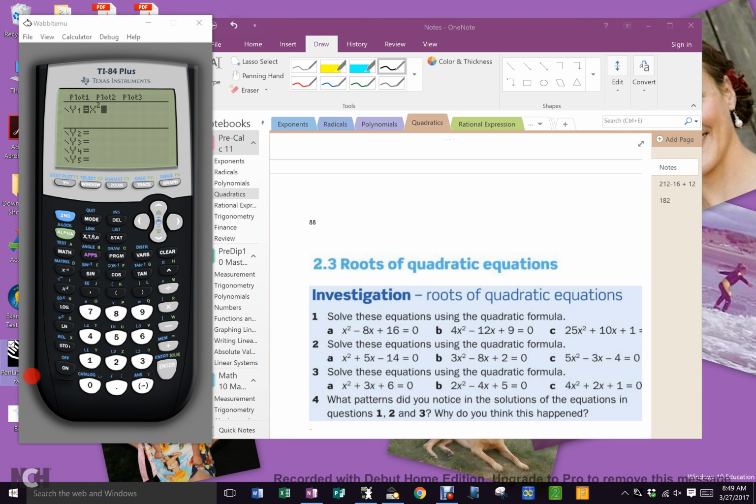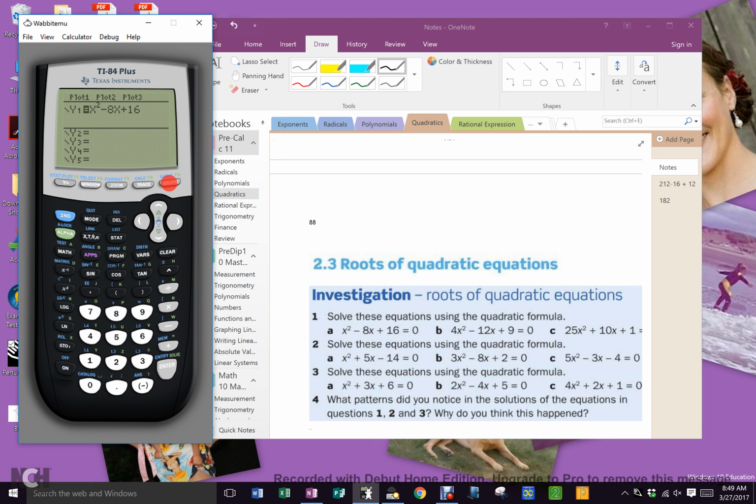I had to wait for my red dot to pop up. That is, my red dot doesn't want to follow me. That is minus. Do not hit the negative button. It is minus 8x plus 16. Everybody cool? Everybody should have that in their screen, yes?